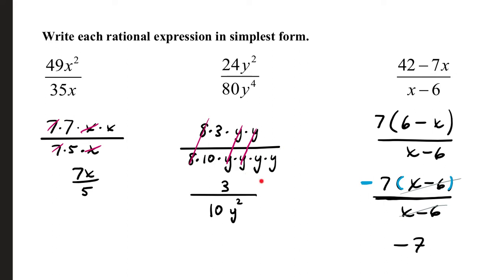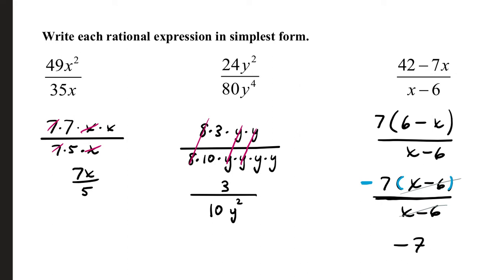And there are 2 y's left over in the denominator. Notice back in the original problem, if you subtract exponents, y to the fourth minus 2 is y squared, but there's more in the denominator, so that's where the leftovers go.